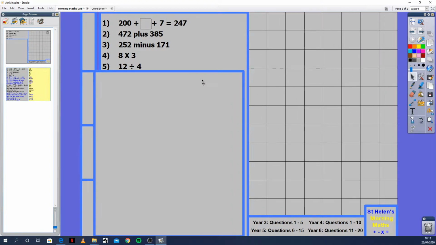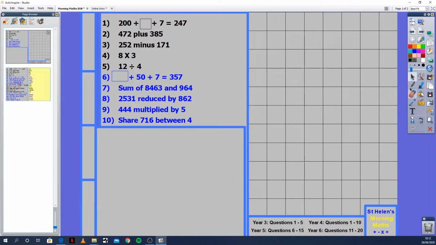Now moving on to the other questions. I'm going to drag this down to number 10. What plus 50 plus 7 equals 357? So again, I'm going to do it earlier.